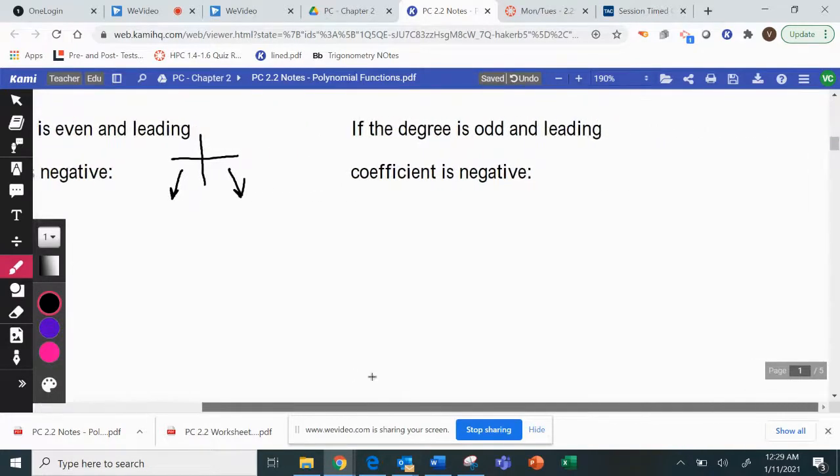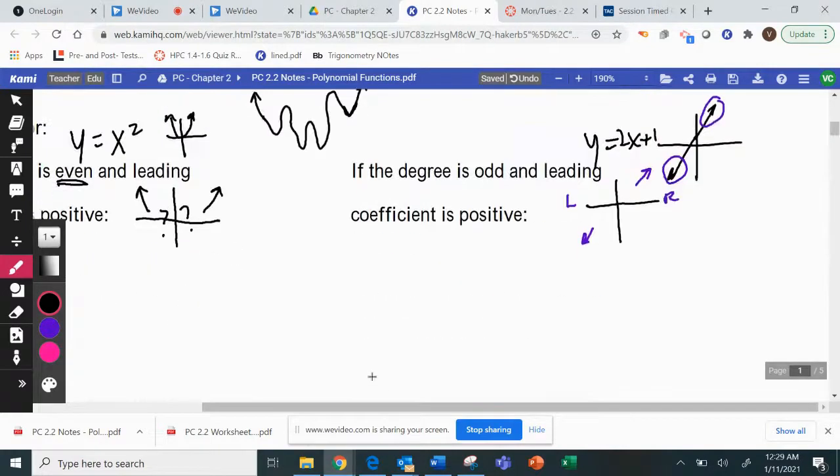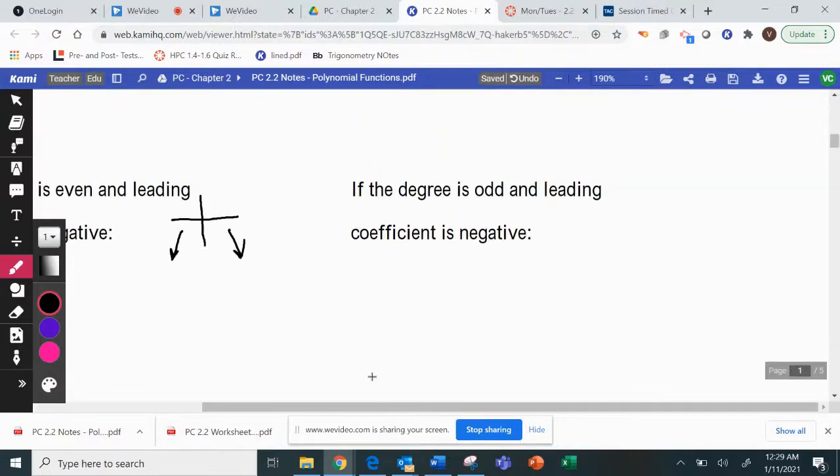And then if the degree is odd and leading coefficient is negative, we're going to take this one here and we're going to reflect it in the x-axis. So we will have a graph that starts from high to low. And again, what's happening in the center, nobody knows until I have an equation.